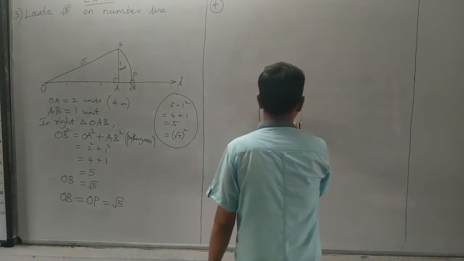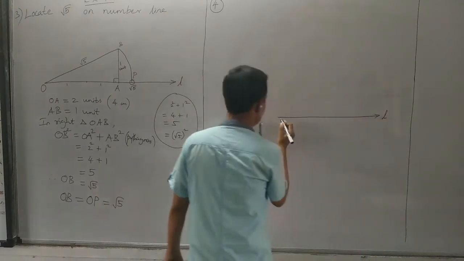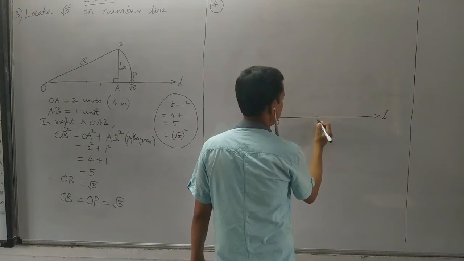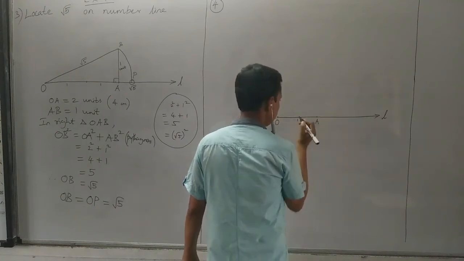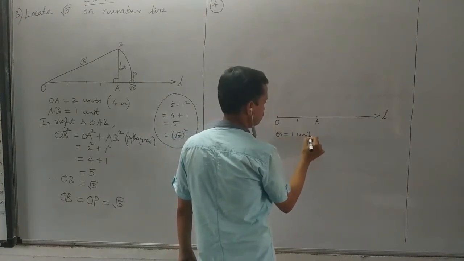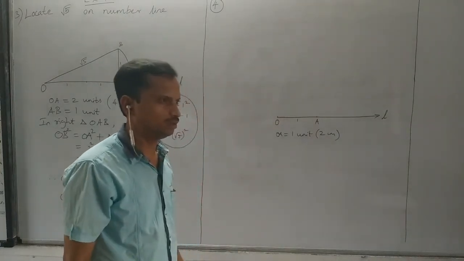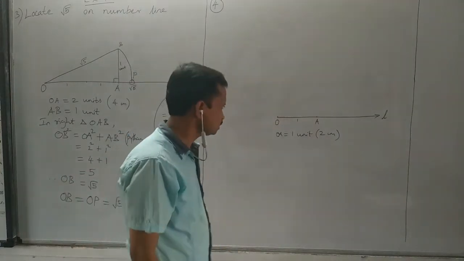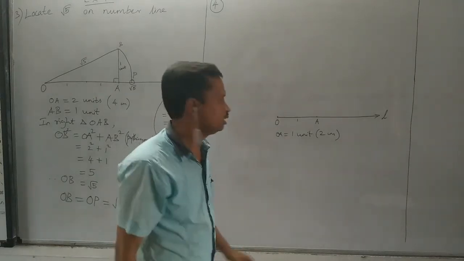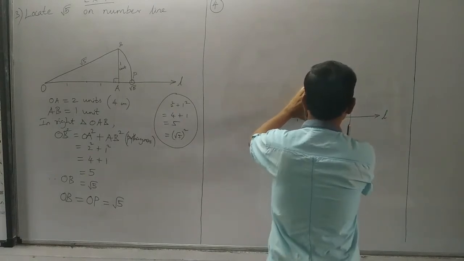You draw a number line and mark a point O here, and take OA as 1 unit distance. Okay, so OA equals 1 unit. I already told you, 1 unit we take as 2 centimeters. Then only it will be easily visible, so it won't be congested. It should be clear and visible. So OA you take 1 unit, and through A you take 1 unit.